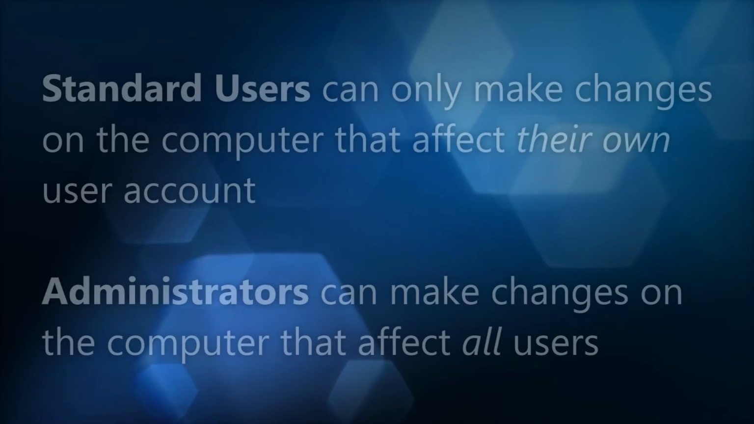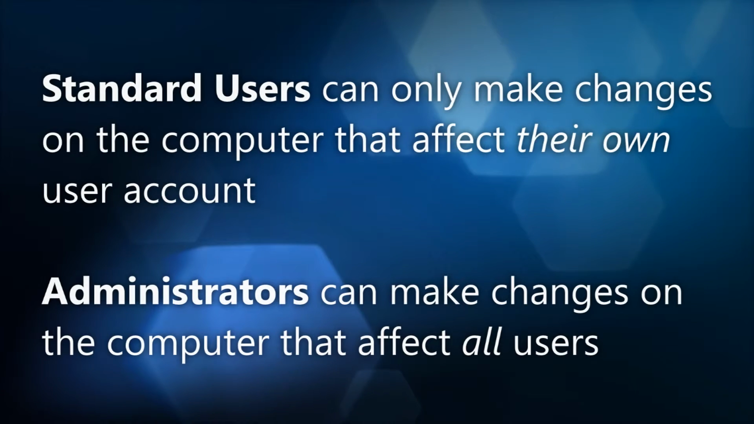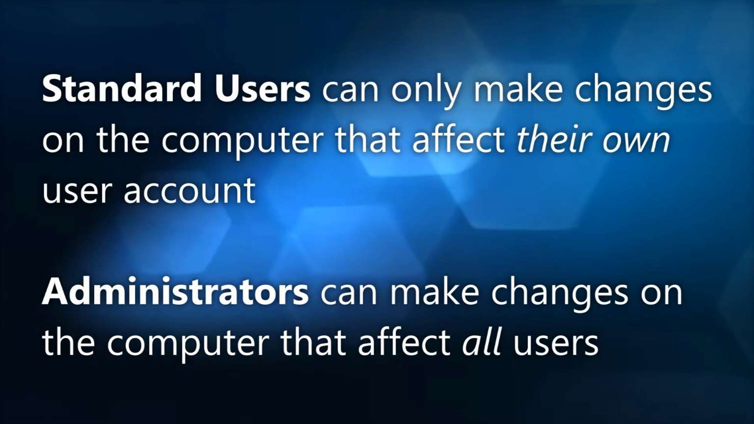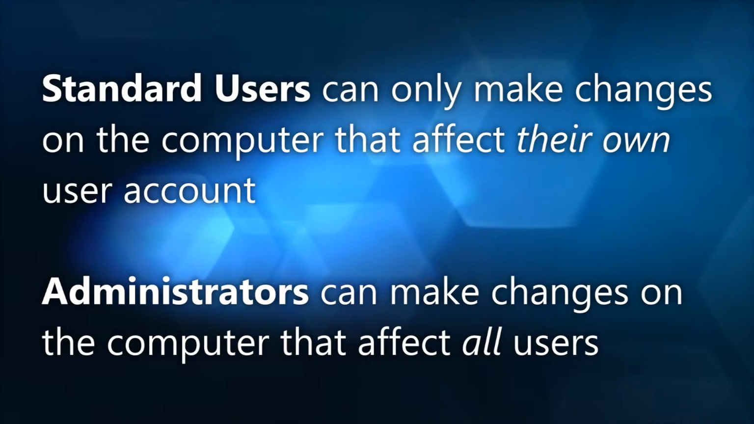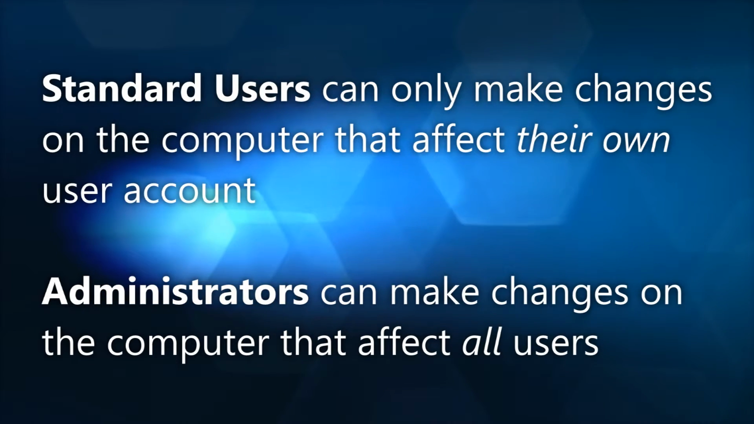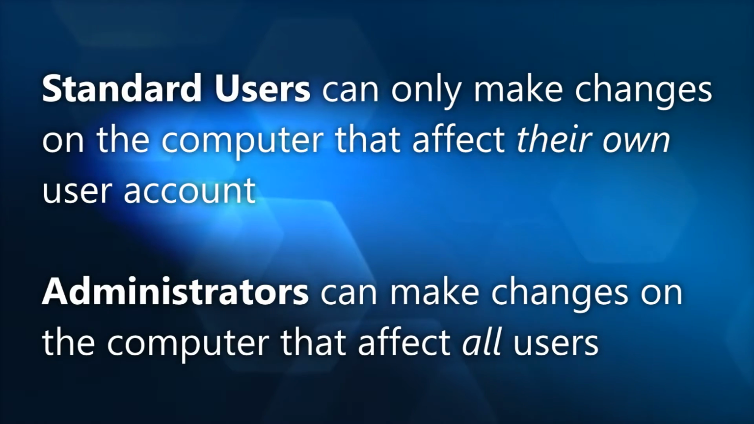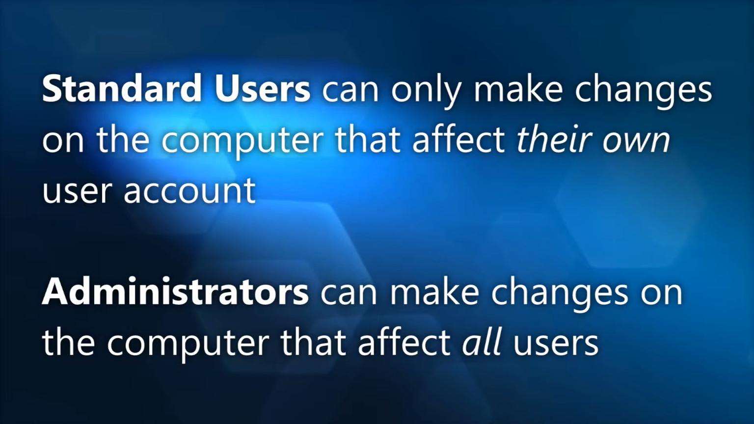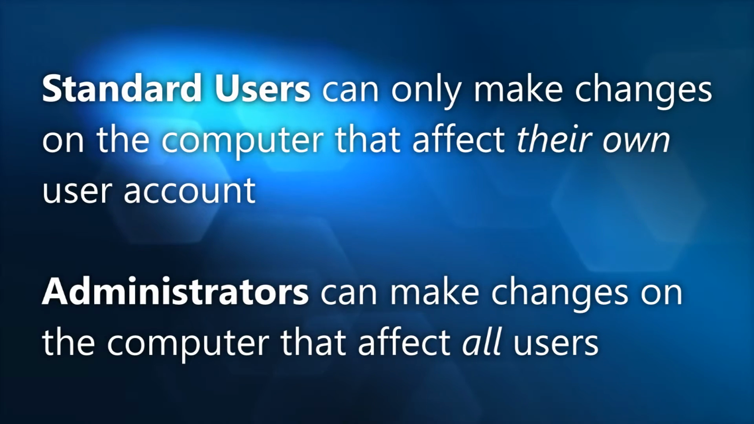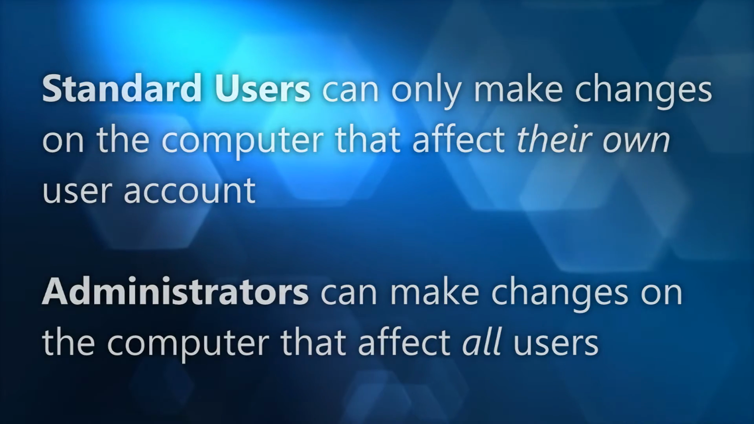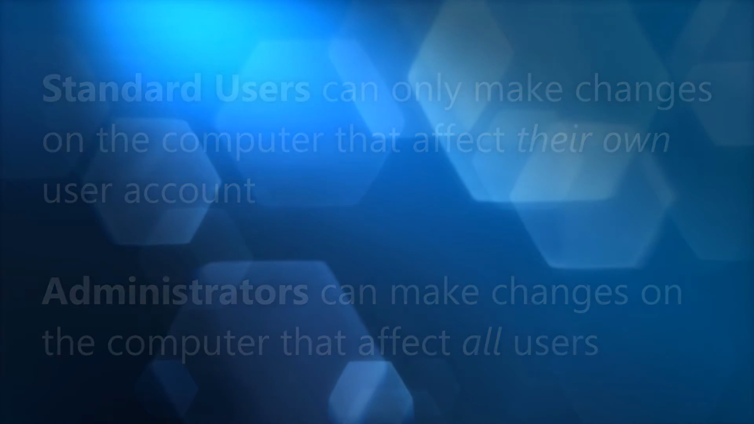When you create a new user account on your Windows 8 computer, they will be made what's called a standard user. And this means that they can't do anything on the computer that will affect any other user on that machine. If you want them to be able to install software on the computer or make changes to the system settings, you'll need to make them an administrator. So now let's have a look at how we do that and make other changes to user accounts.